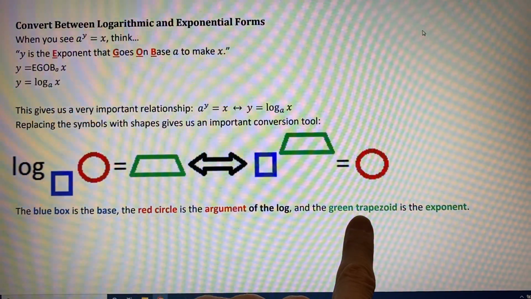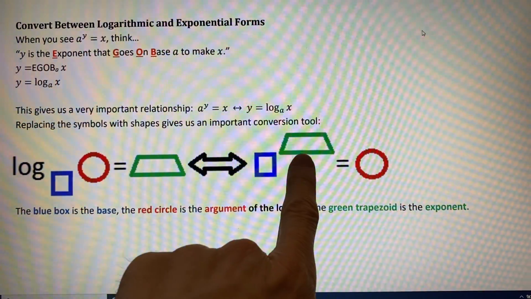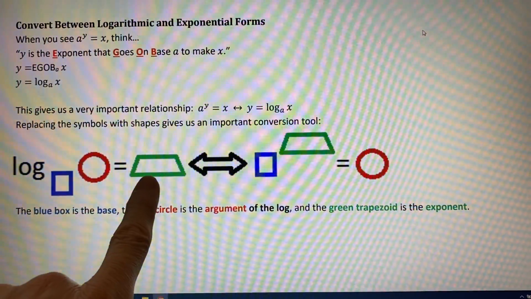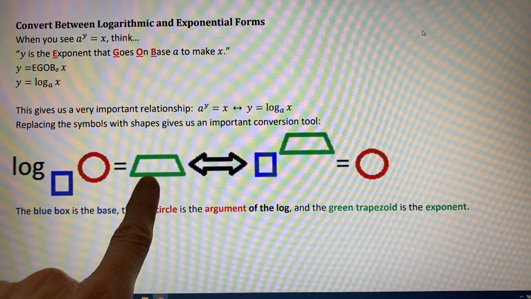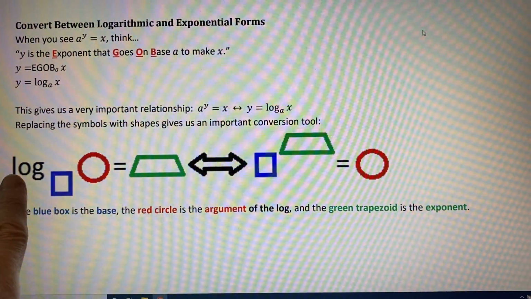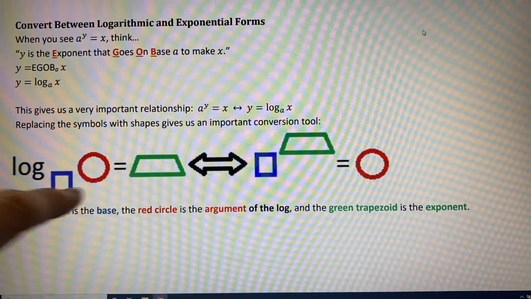Second comment I would like to make is it's pretty clear that this is an exponent. It has a base and it's raised up into the air. But this may not look like an exponent until you remember an important phrase that I've shared with you several times. A logarithm is a missing exponent. So log equals exponent makes sense to us.